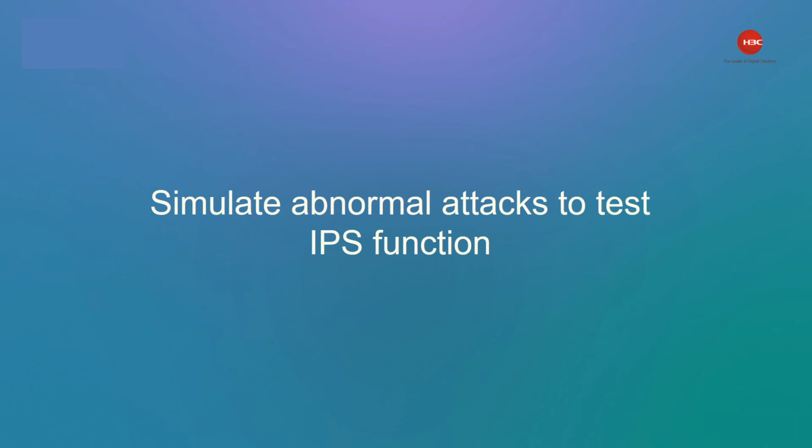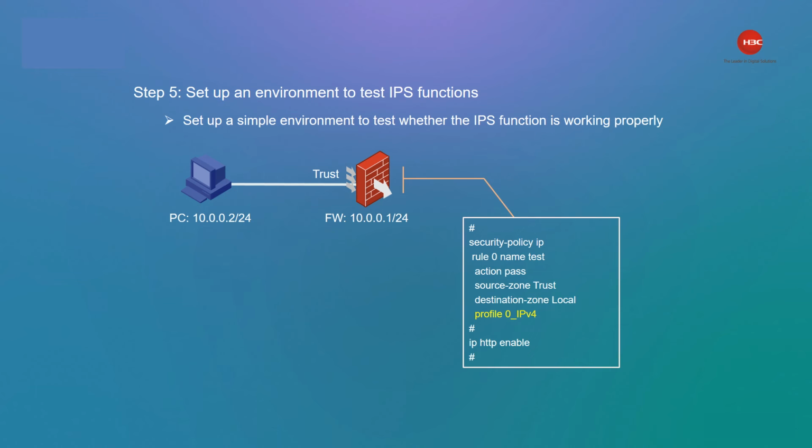In many cases, if the IPS function is configured correctly on-site but no logs are generated, then we will suspect that the IPS function is not effective. It should be emphasized here that if there are no abnormal packets in the current network environment, no IPS log will be generated. At this time, we need to set up a simple test environment to test the IPS function.